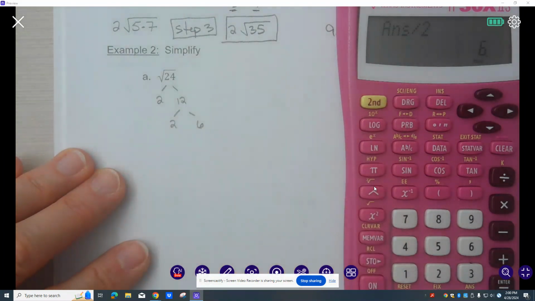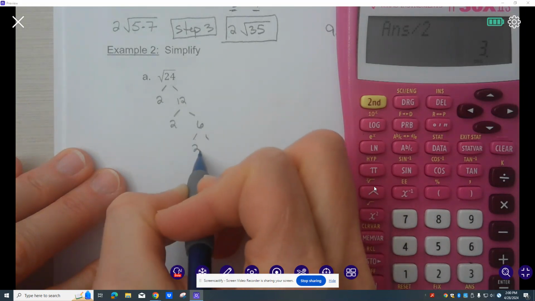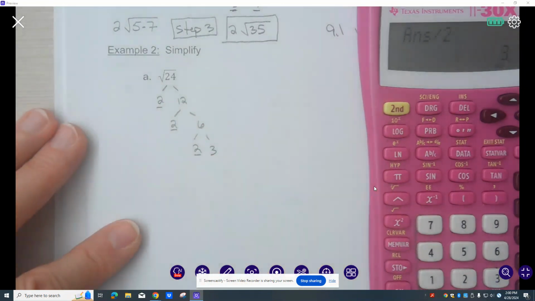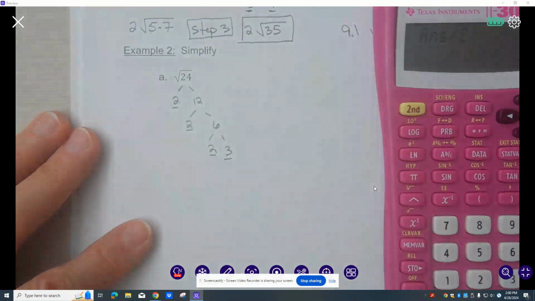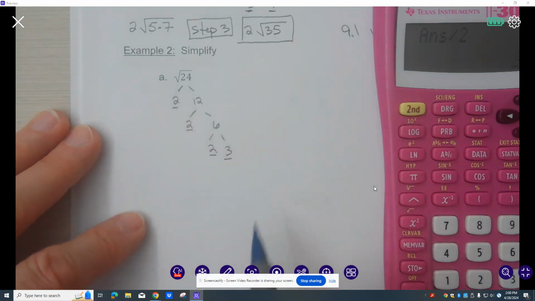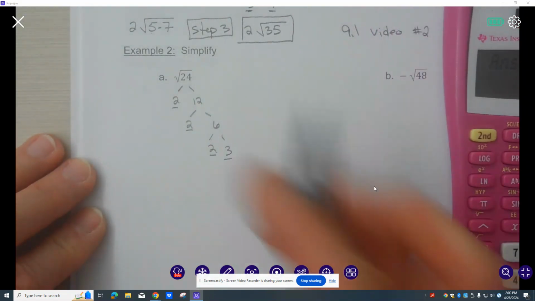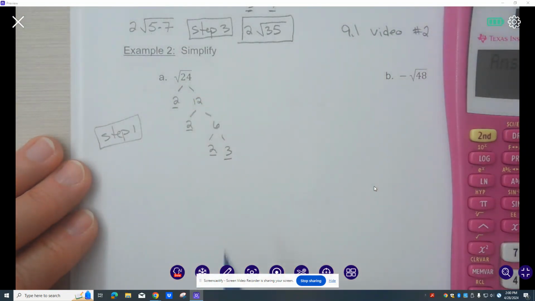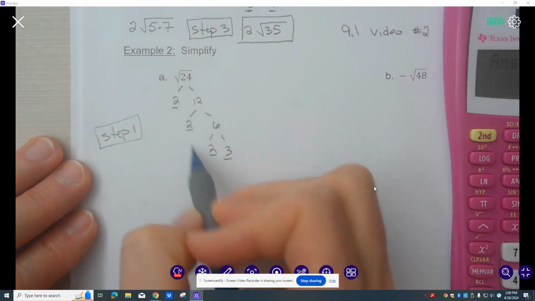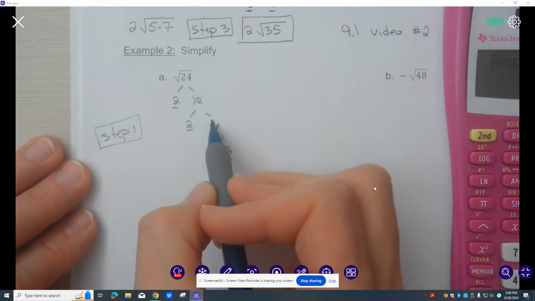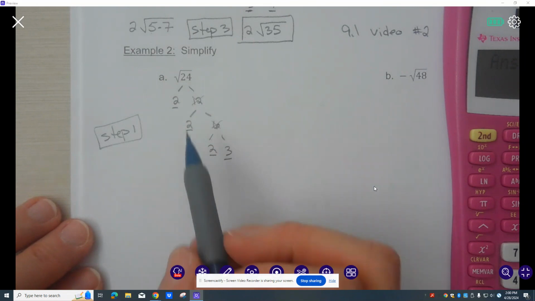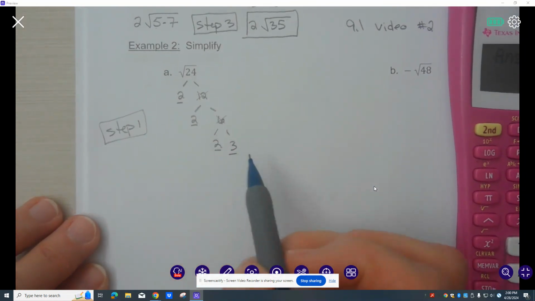2 times 6 gets me a 12. Divide by 2 again. 6 is the same as 2 times 3. And then remember, 2 is prime and 3 is prime. So I am done. When I have all prime numbers, I'm at the bottom of my tree. So let's say this is step 1. And then remember that little trick. These are your primes. Make sure you underline them. These other numbers are not prime because you factored them more. So I would just cross those out so you can very clearly see where the bottom of your tree is.